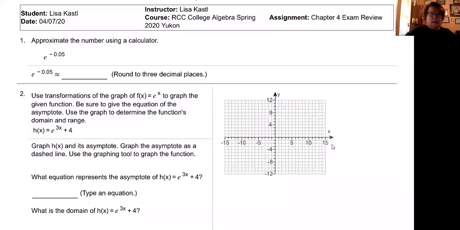This is the exam 4 review, chapter 4, exam 4 review. Problem number 1. Approximate the number using a calculator.